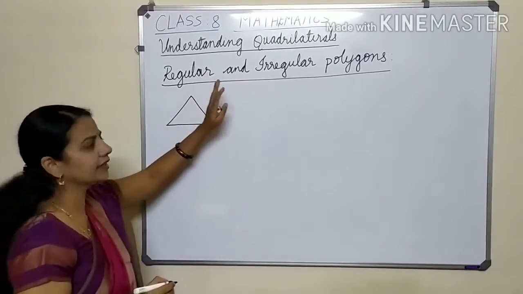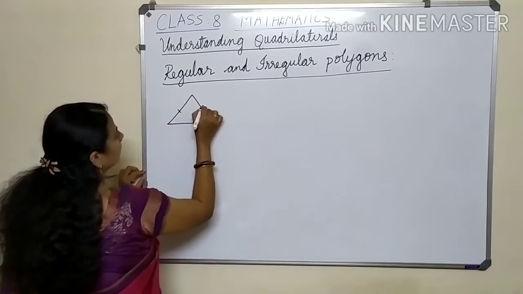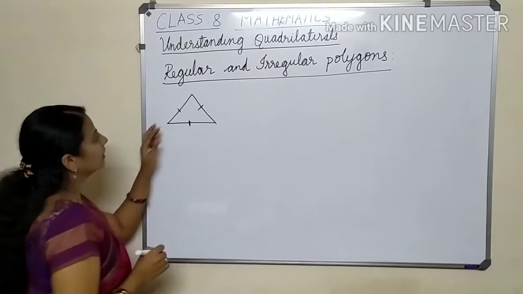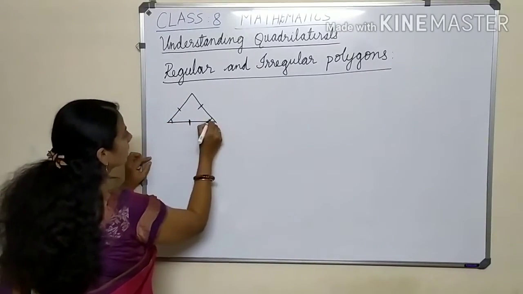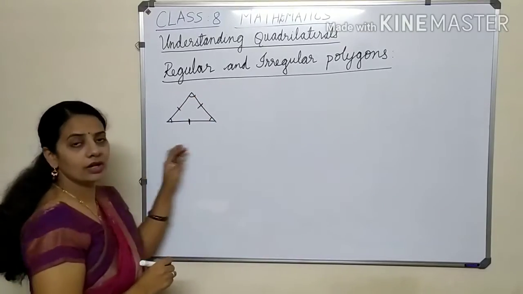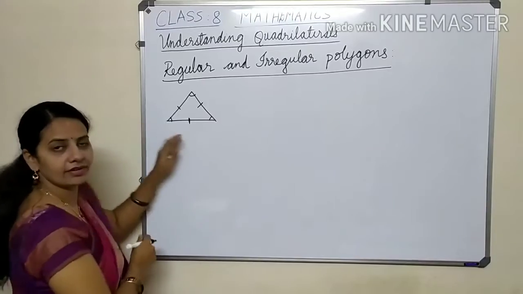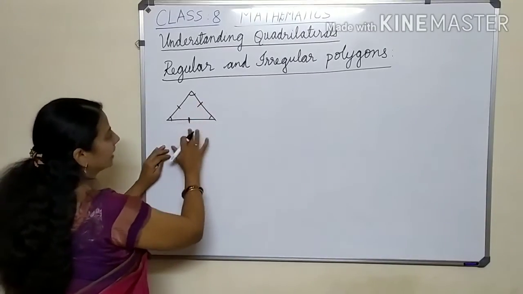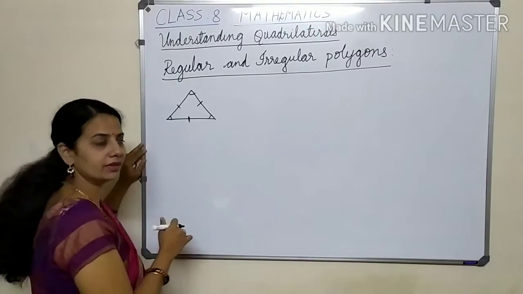Now coming to regular and irregular polygons. What are regular and irregular polygons? Polygons which have all sides equal as well as all the angles equal are called regular polygons. Say for example, this is an equilateral triangle where you have all the sides equal and also all the angles will be equal, right?